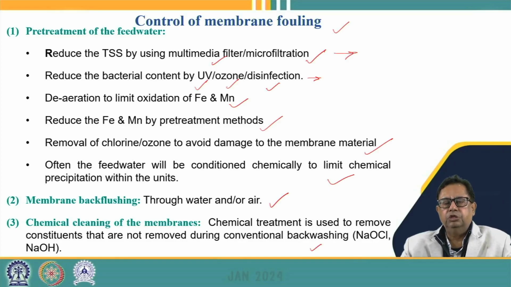For example, we can use chemicals like sodium hypochlorite and sodium hydroxide, so that we can remove the fouling that has taken place on the surface of the membrane by using this chemical treatment. For this, we have to take the membrane out of the system and clean it, and then we can put it back and start our service again.